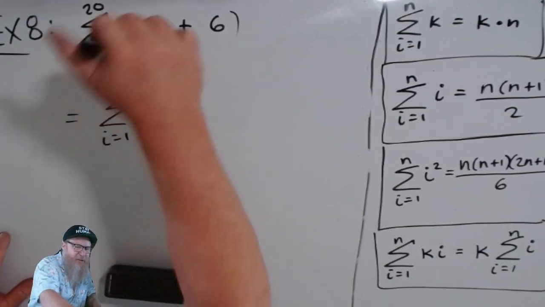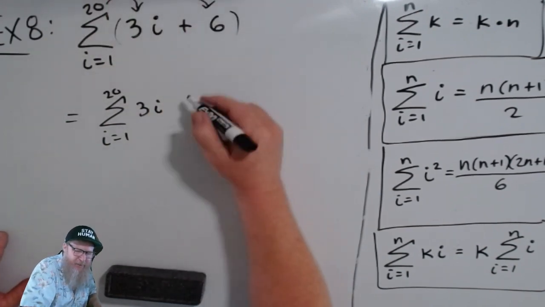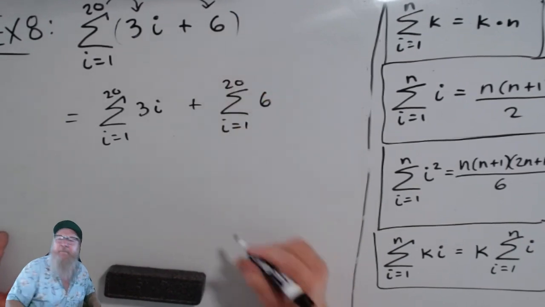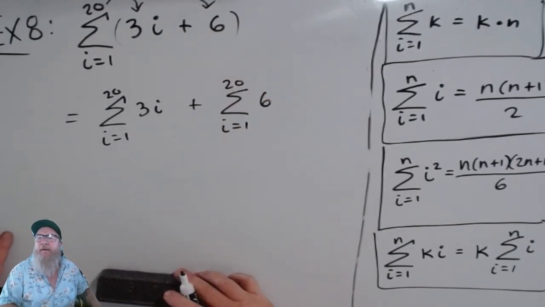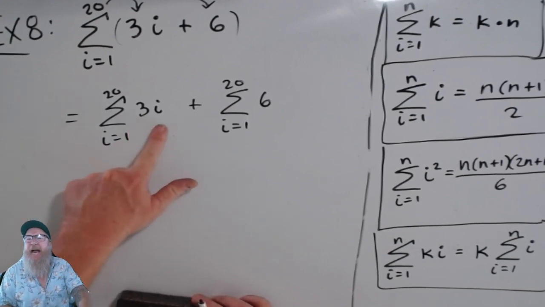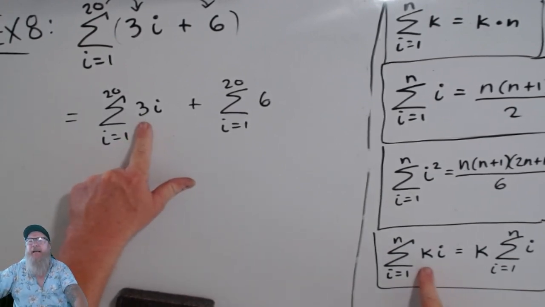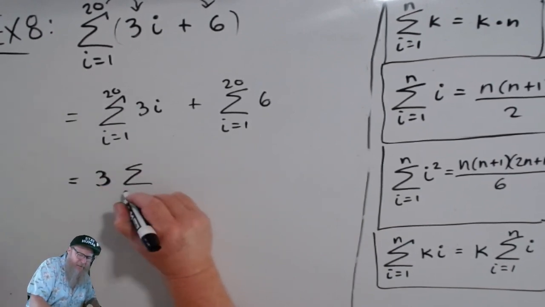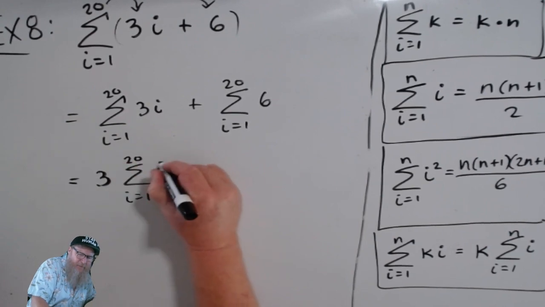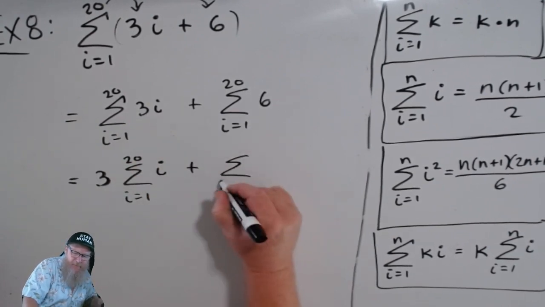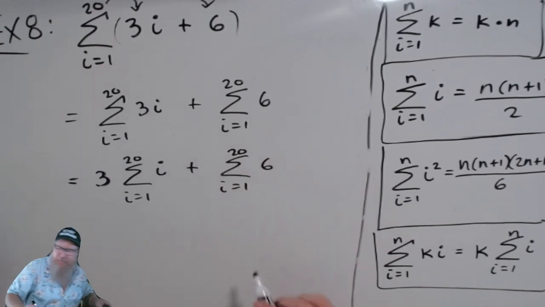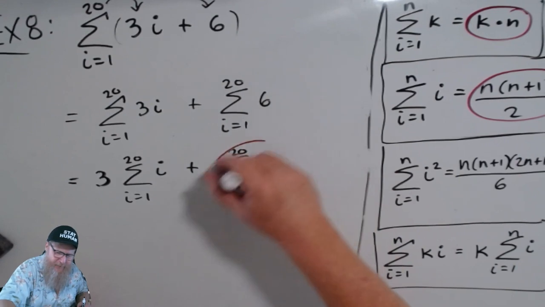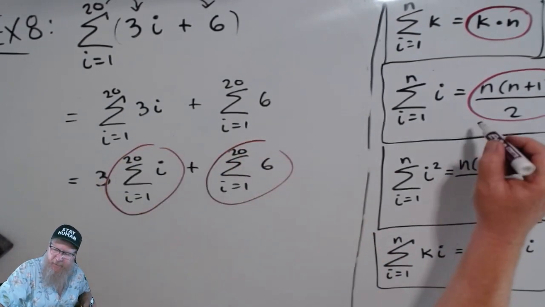We distribute the summation just like you would do in algebra. Then for the k i, that's this one here, k is 3. You pull the 3 out to the front. And then you apply these formulas accordingly.